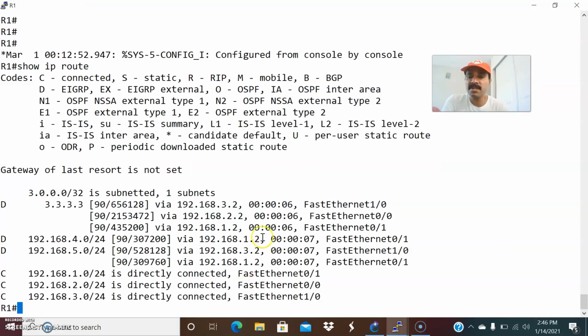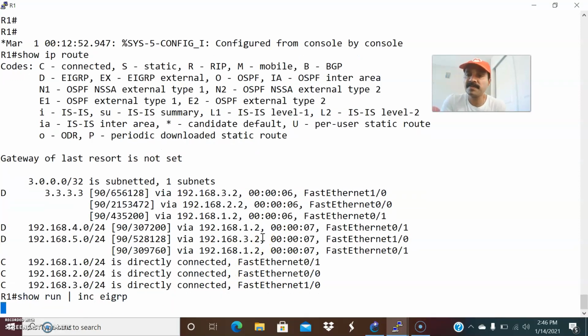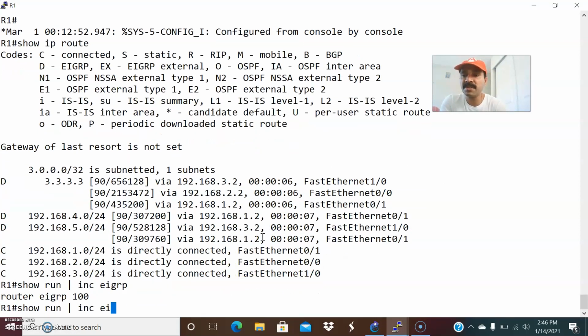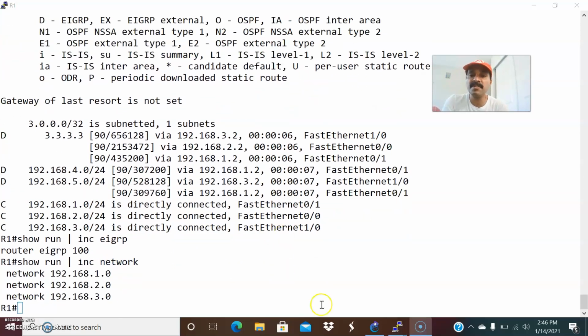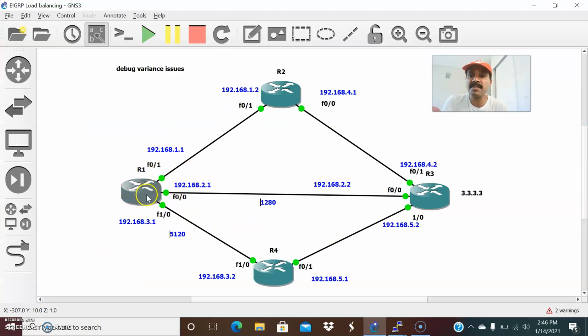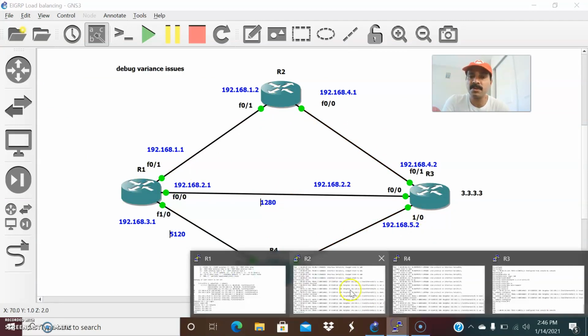And the configuration I have done is a simple configuration. I have configured EIGRP 100 and I have specified the individual networks. That's the way I have configured it here. The only additional thing I have configured is the variance parameter keyword in this R1. The remaining things are the directly connected interfaces. If you want, let us go to R2.